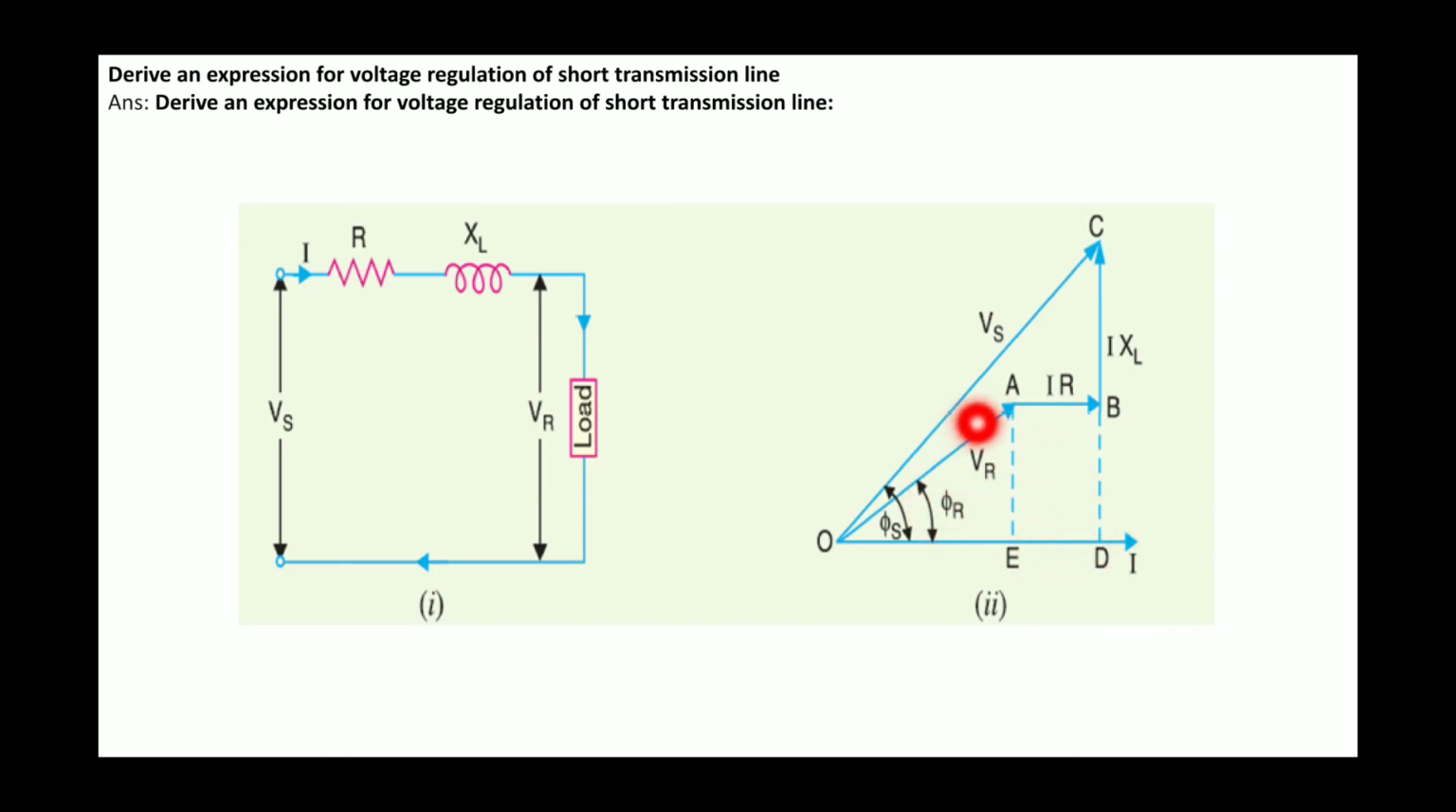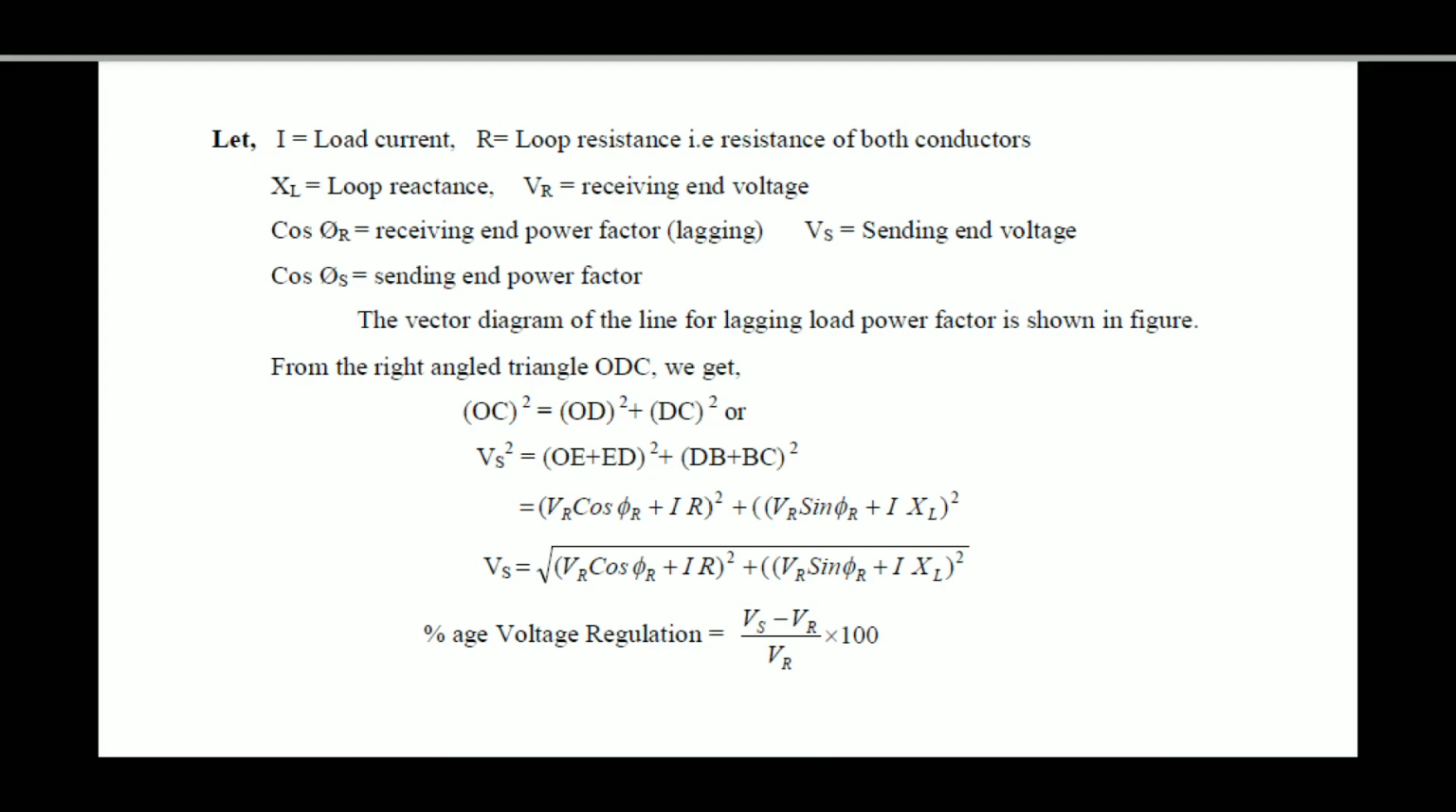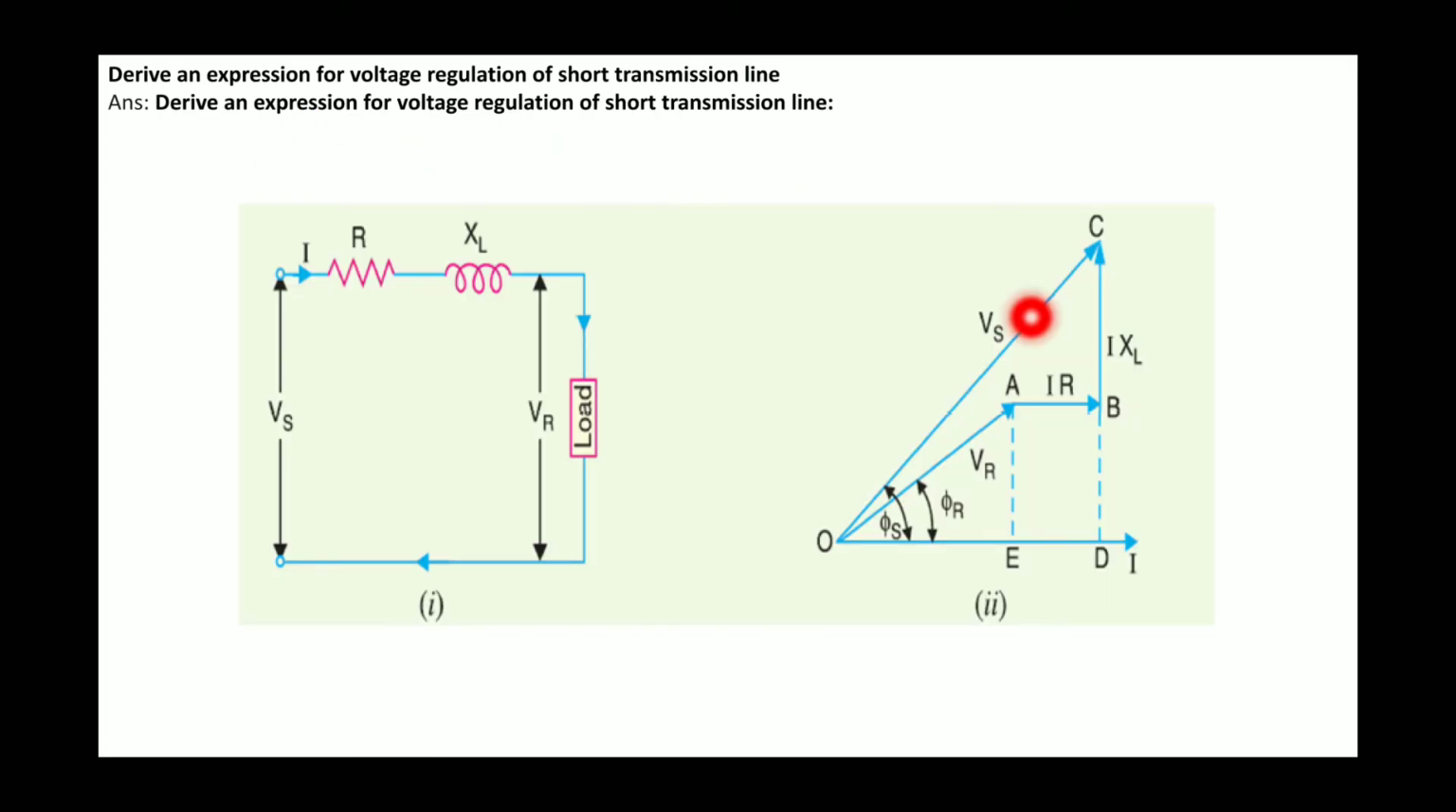Next, from this, points A and B: the I into R is the voltage drop across the resistor. Then next is I into XL. This is the voltage drop across the inductor. Now you can understand why this IR is a straight line parallel to the current, because V is equal to I into R.